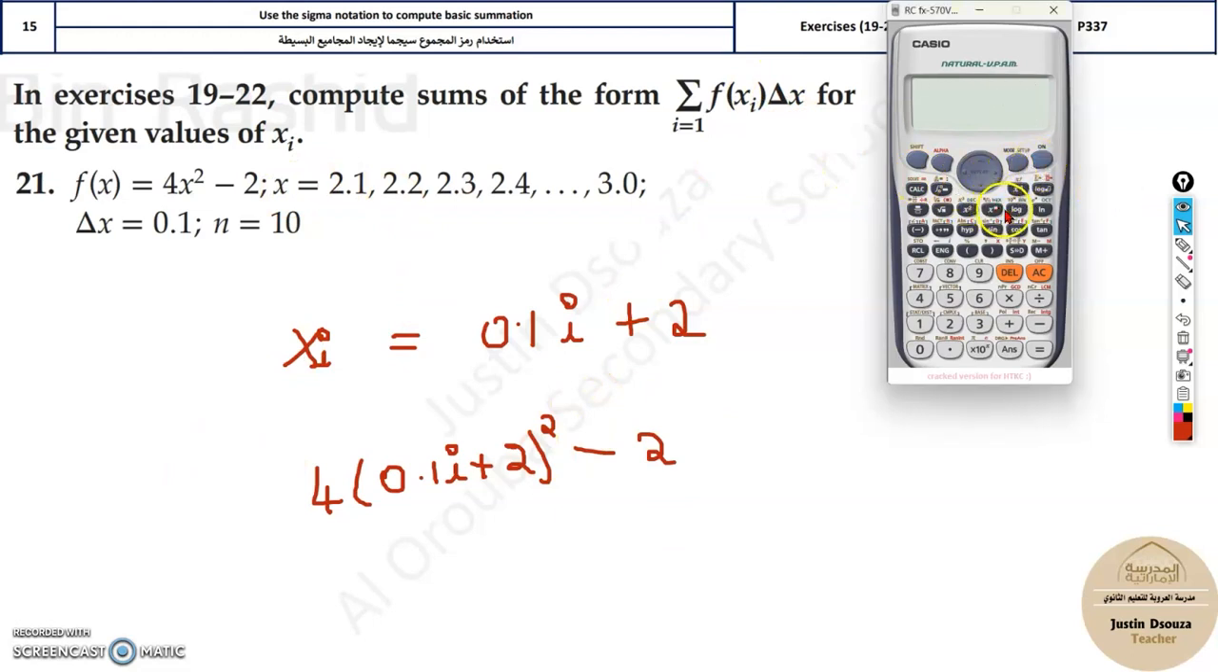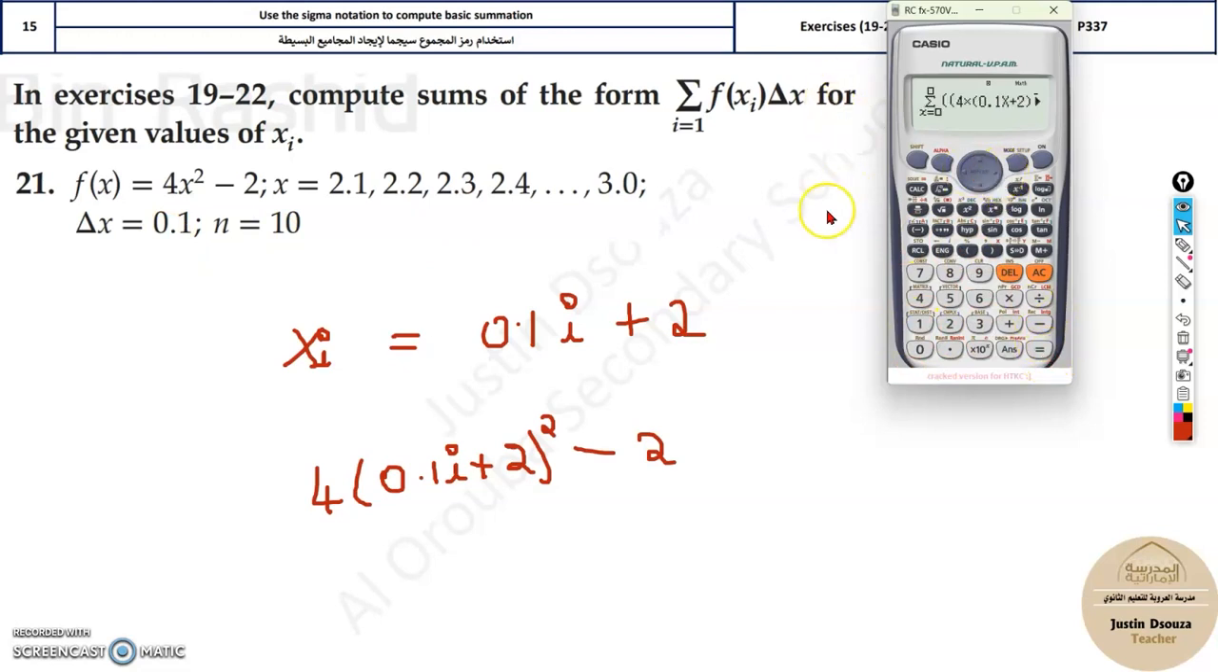Let us do this quickly. Summation over here, shift and the symbol over here. Open the bracket, 4 multiply by, again open the bracket, 0.1i is alpha x in this, plus 2, close the bracket and square it, minus 2, and now I close the bracket and multiply it with delta x, that is 0.1 again.